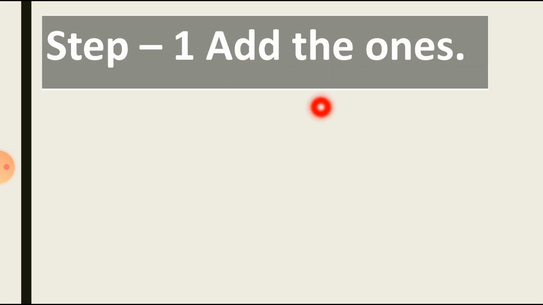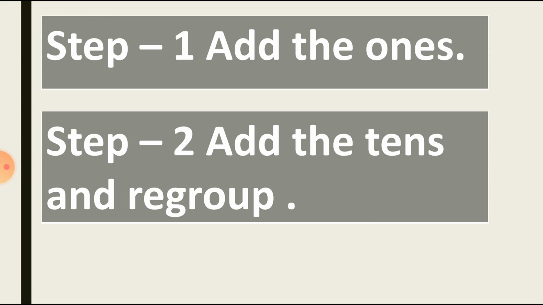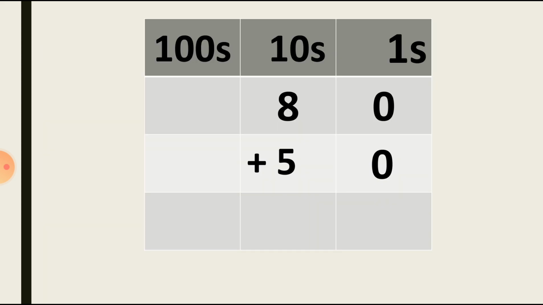Let's see now. Step 1, add the ones, then add the tens and regroup. How to regroup? Do you remember this or not? So let's start with how to regroup the sums, so you will understand better. Here you can see the ones column, the tens column and the hundreds column. There are 3 columns here.